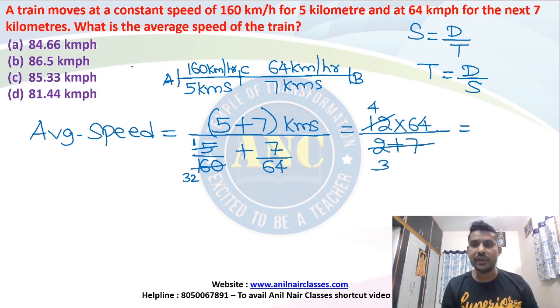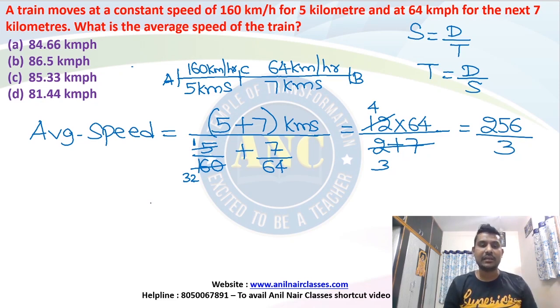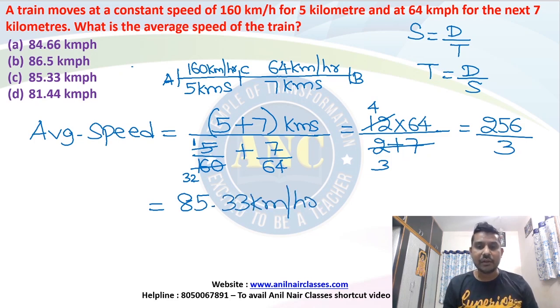So 64 into 4. 64 into 4 is how much? 60 into 4 is 240. 4 into 4 is 16. 256 divided by 3. The average speed for this train is 85.33 kilometers per hour. But I will not encourage you people to use this kind of methodology for sure.